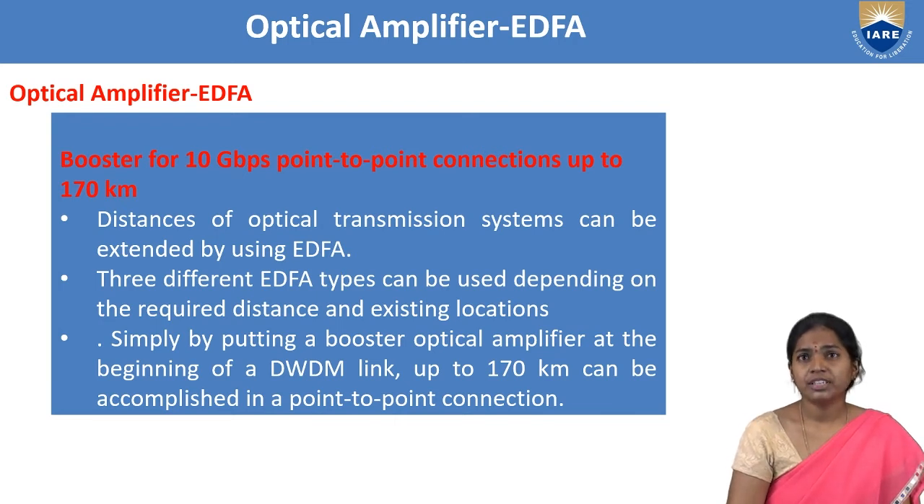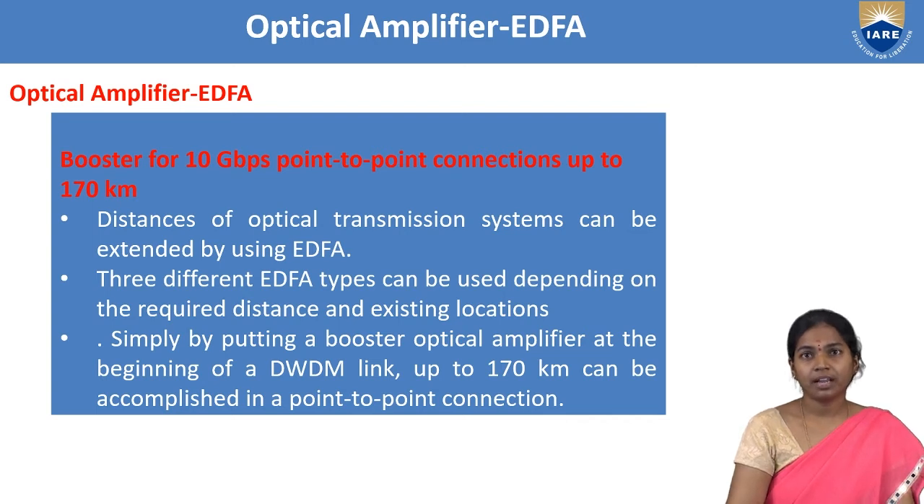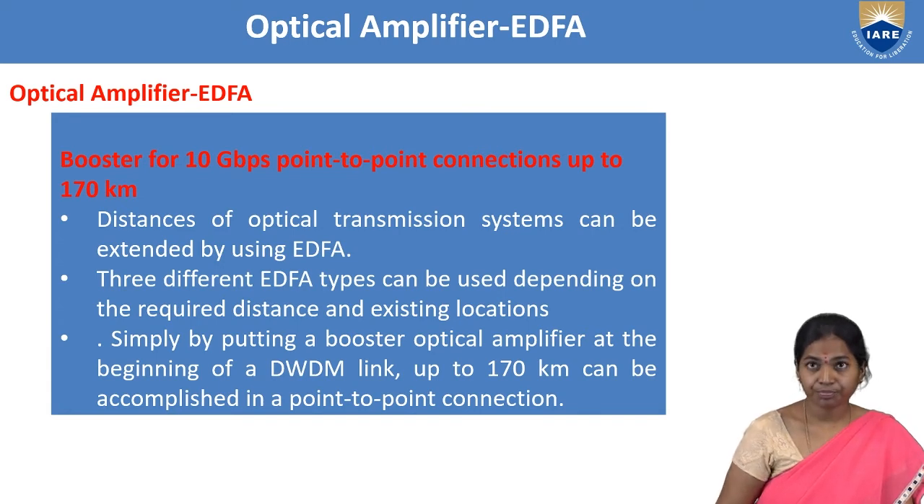So here, a booster for a 10 gigabit point-to-point connection up to 170 kilometers. The distance of an optical transmission system can be extended by using EDFA. Three different EDFA types can be used depending on the required distance and existing locations. Here, simply by putting a booster optical amplifier at the beginning of a dense wavelength division multiplexing link, up to 170 kilometers can be accomplished in a point-to-point connection.